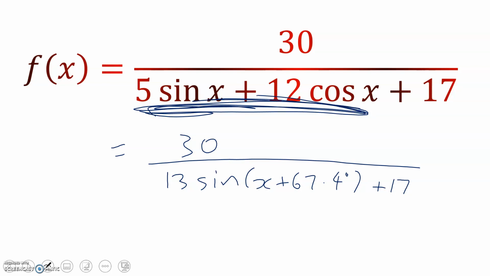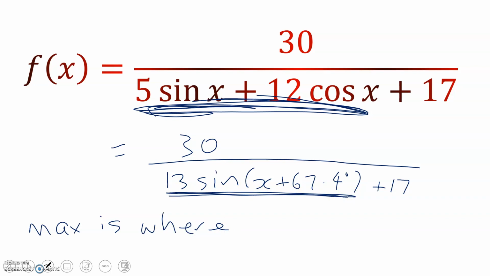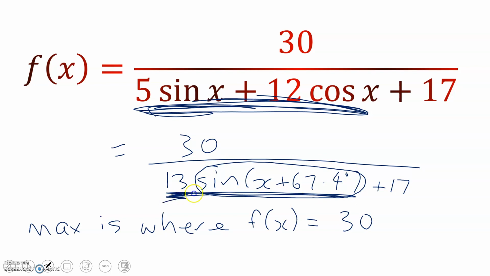Okay, so what we're going to find is that the maximum value is going to happen where this is equal to negative 1, right, because the lowest possible value here is negative 1. Negative 1 times 13 is negative 13, plus 17 will give me 30 over 4, right? And that equals 7.5. So that's going to be the maximum value. What about the minimum value?